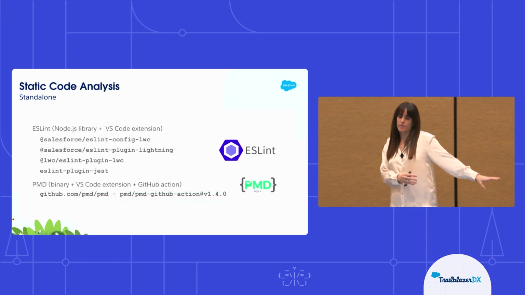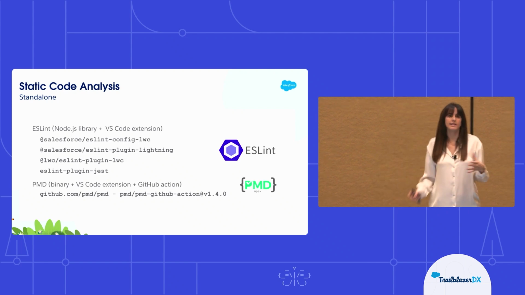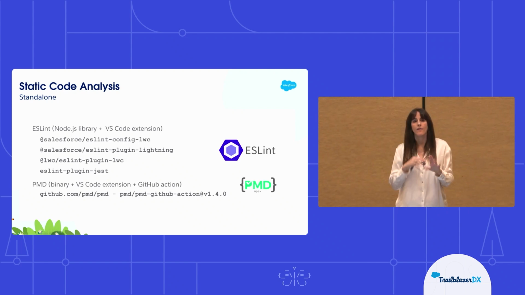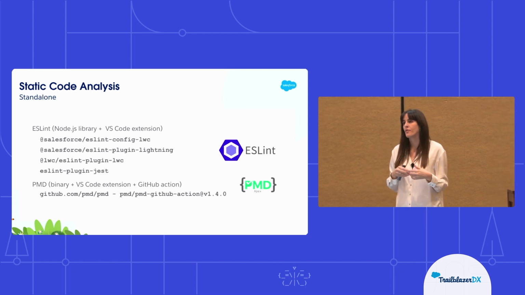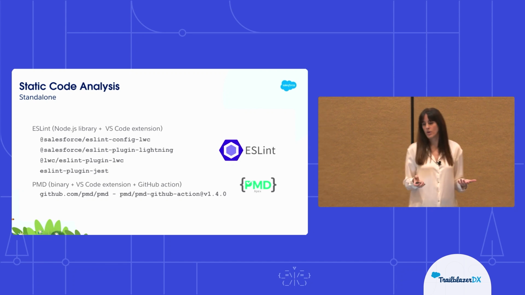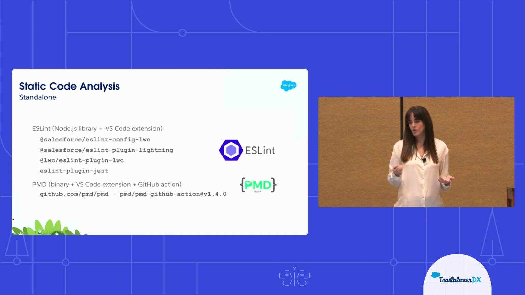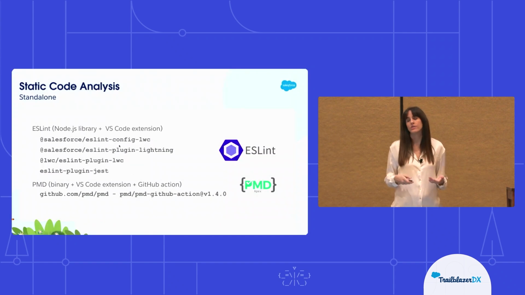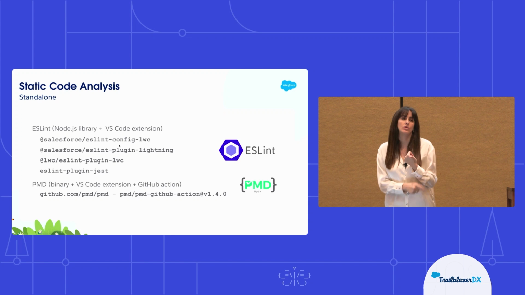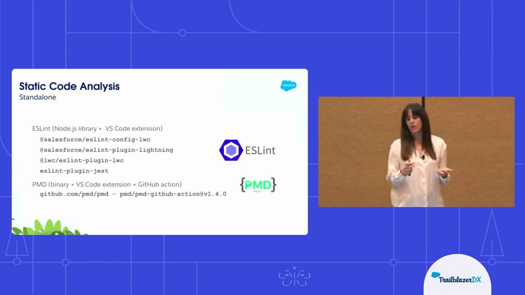So that's code formatting. What about static code analysis? Static code analysis means evaluating your JavaScript code to make sure that you are following best practices, you are not introducing vulnerabilities, and so on. There is a very famous static code analysis tool, which is called ESLint, and we've created plugins so that you can use ESLint to analyze your Lightning Web Components code, your Aura code, and even your Jest code.